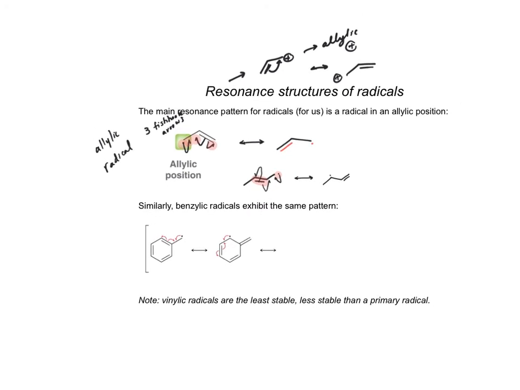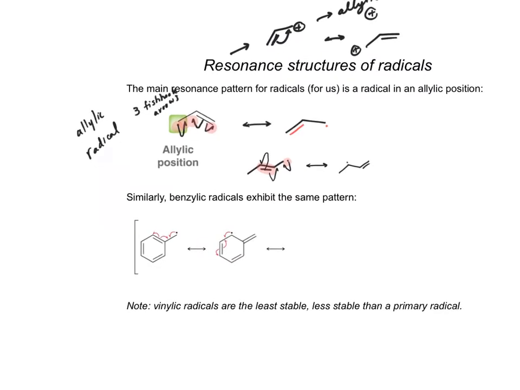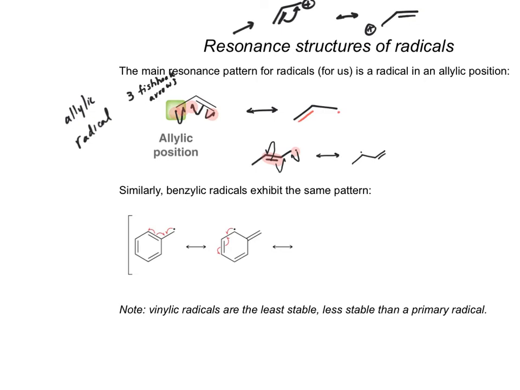Okay, so that's the basic pattern that we're going to learn in drawing resonance structures for radicals. Another spin-off of that is that not only will we find this for an allylic radical, but also for a benzylic radical. This is a radical where you have an aromatic ring. The benzylic position is defined as the carbon that's adjacent to the aromatic ring.